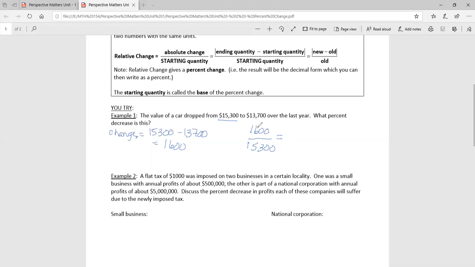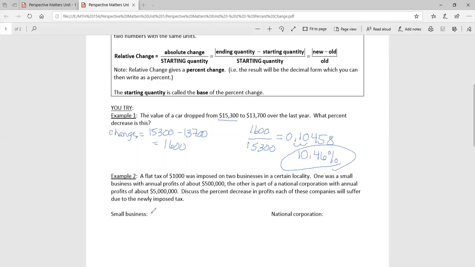So I come up with a percentage of 0.10458. Move that to a percent, about 10.46, 10.5% decrease in value that year. Okay, if you didn't do example 2, pause now. Otherwise, stay with me.